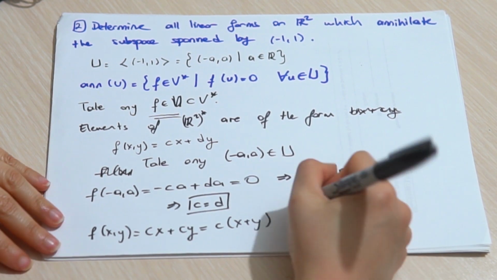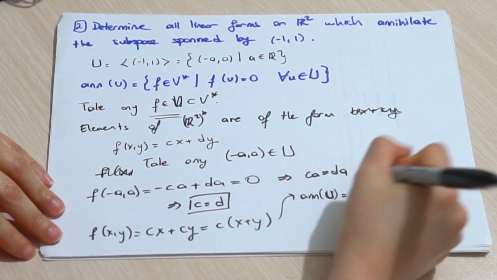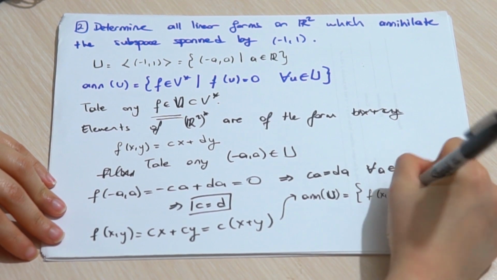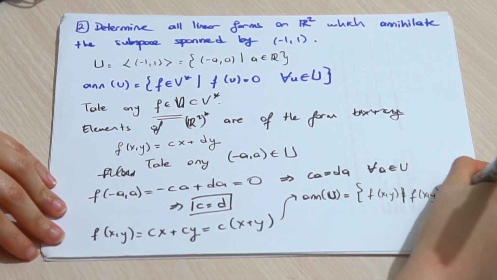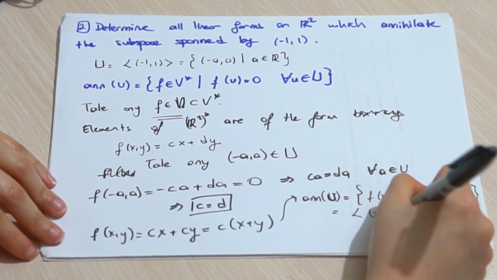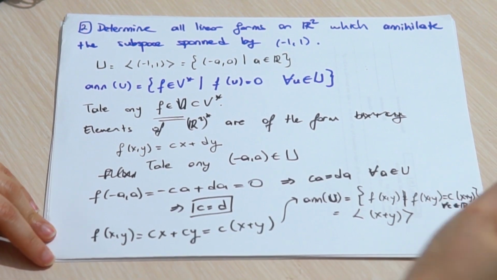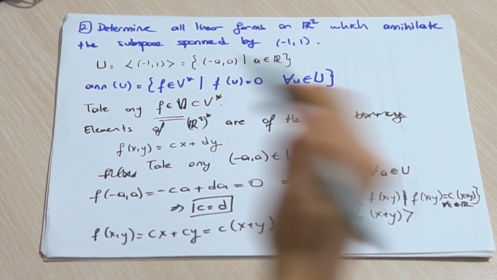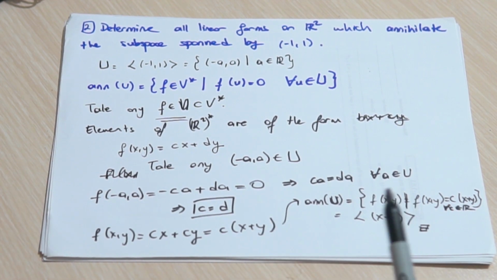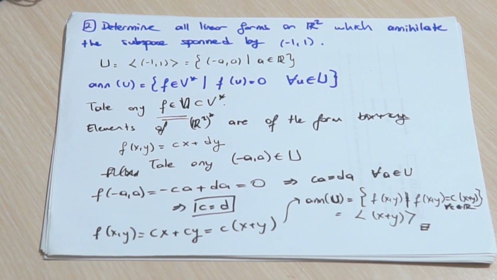So the annihilator of U is of the form f(x, y) equal to c times (x plus y). So this annihilator space is generated by x plus y, for every c in R. Sorry, the annihilator space is equal to the set generated by the function x plus y.